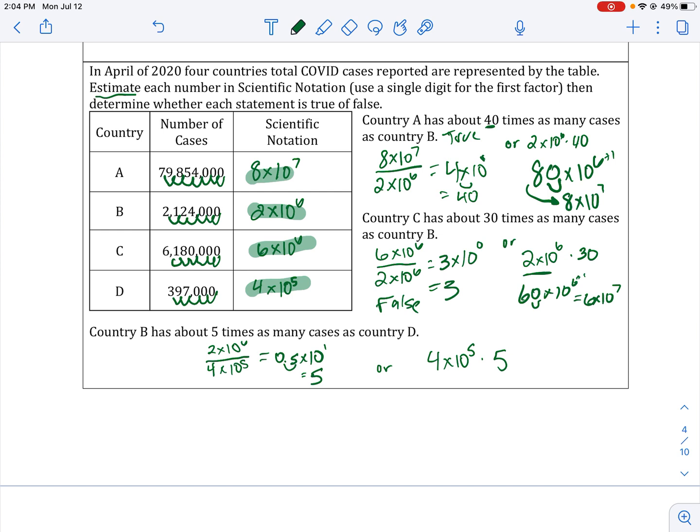Let's test this out. I took country D. Let's multiply it by 5. 4 times 5 is 20. We leave the times 10 to the 5th alone. Not in scientific notation yet, so I need to move my decimal one place to the left to make the number in front smaller. And since I only moved it 1 to make it smaller, I need to make my exponent bigger. I get 2 times 10 to the 6th, which is what country B is, so that also shows that this is true. So there we showed two ways of doing it: dividing numbers in scientific notation and multiplying with numbers in scientific notation.